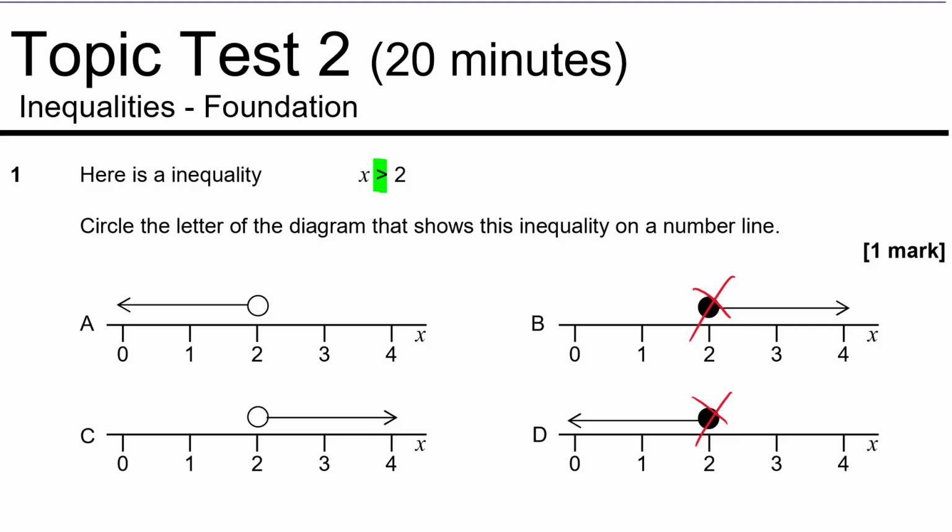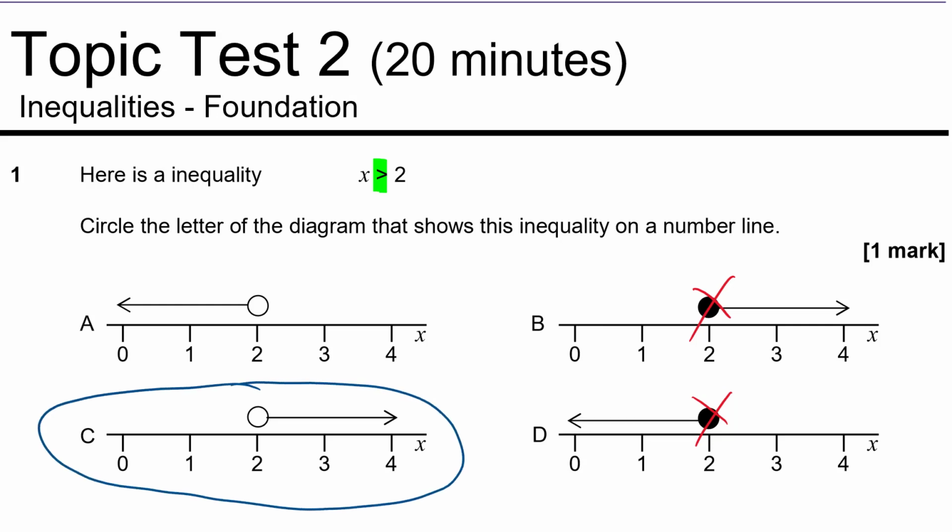Okay, and x is greater than 2, not less than 2. So the arrow needs to be pointing up the scale rather than down the scale. So the correct solution then is C. Okay. So open circle means strictly greater than, not greater than or equal to. And we're going off to the right, which means x has got to be bigger than 2.